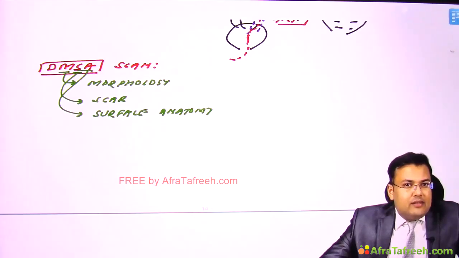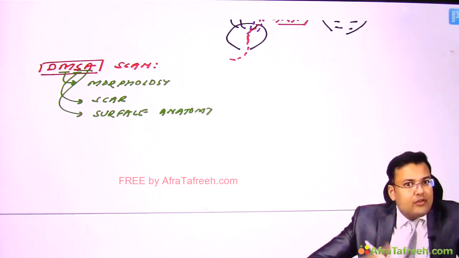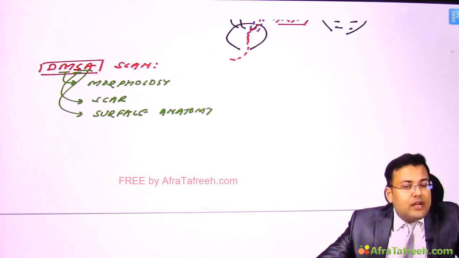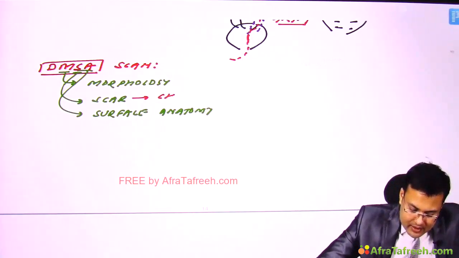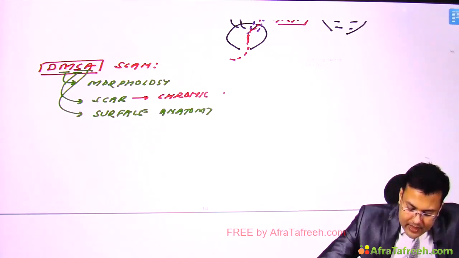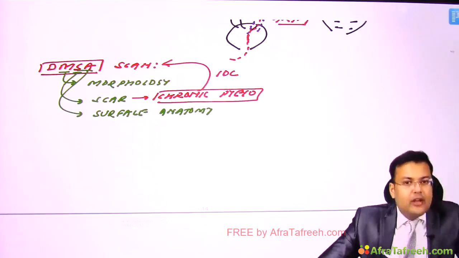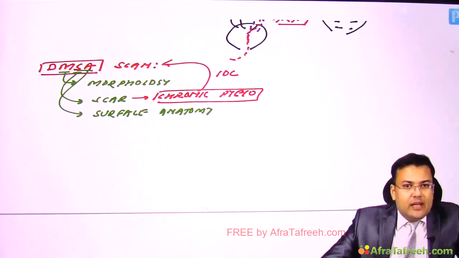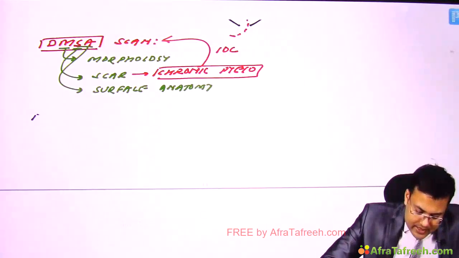So the condition in which there is formation of renal scar, DMSA scan is the investigation of choice. You tell me the name of that condition? Common in children who have VUR, vesico-ureteric reflux: chronic pyelonephritis. So in chronic pyelonephritis, what happens? There is presence of scar. So what is the investigation of choice in chronic pyelonephritis? DMSA scan. Clear? Next is DTPA scan.